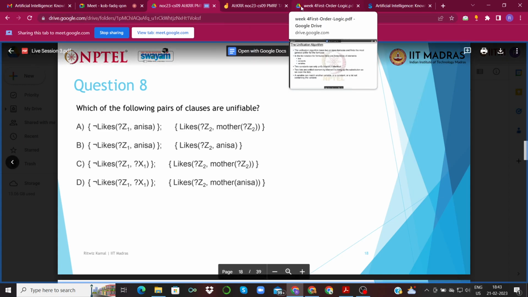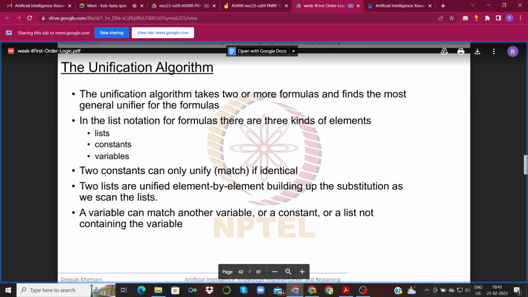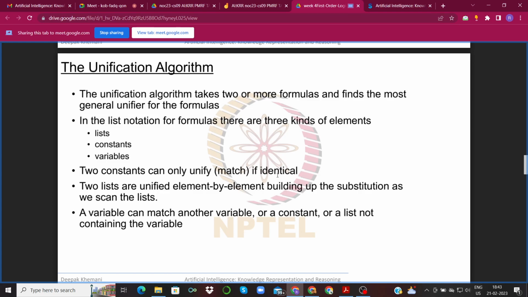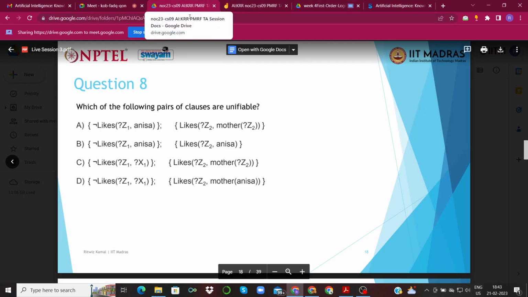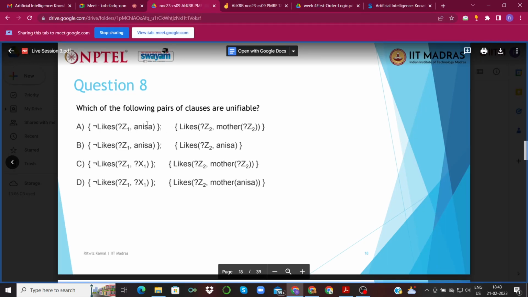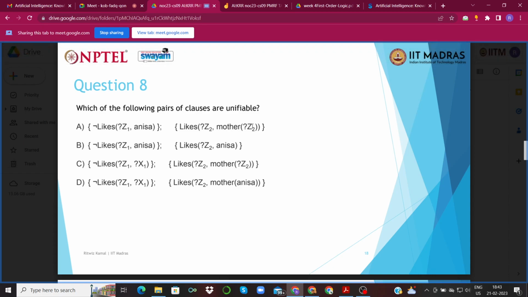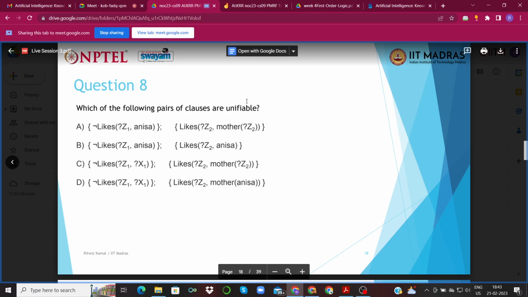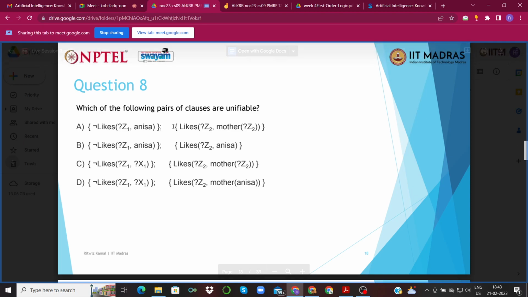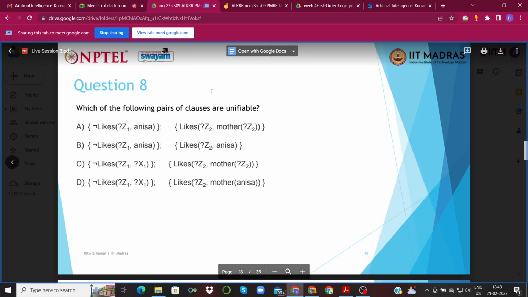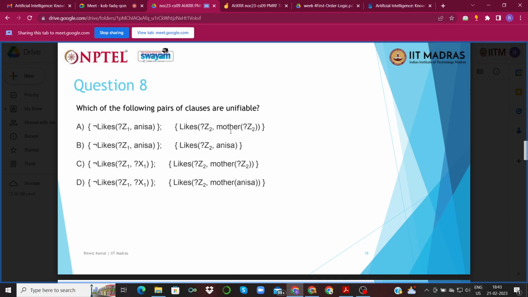If you remember from the unification algorithm, two constants can only match or unify if they are identical. In this case, we have Anisa on one hand and mother z2 on the other hand, right? So we can't unify them. We could have only unified Anisa with another Anisa. Do you agree? Yes, sir. So option A is wrong.